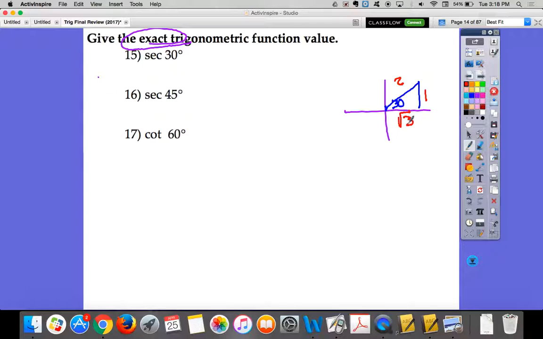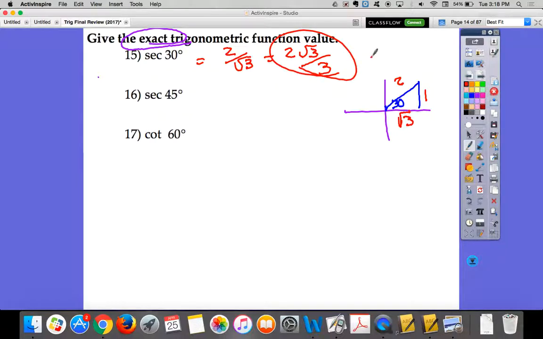Now keep in mind, secant is the reciprocal of cosine. So if I do cosine and I turn it upside down, I'll be good. Cosine of this picture is adjacent over hypotenuse. So if I do hypotenuse over adjacent, we're good. 2 over square root of 3. Yes, you have to fix it, but that's the way your answer needs to look. Please do not give me a decimal.